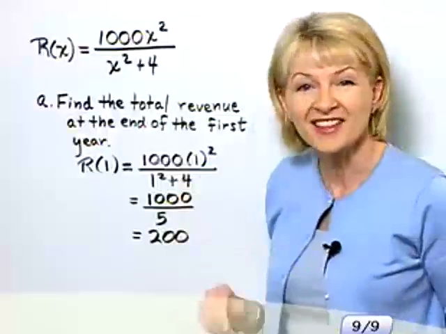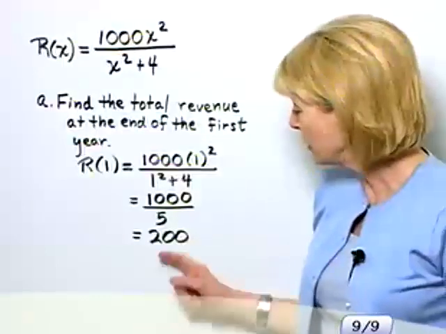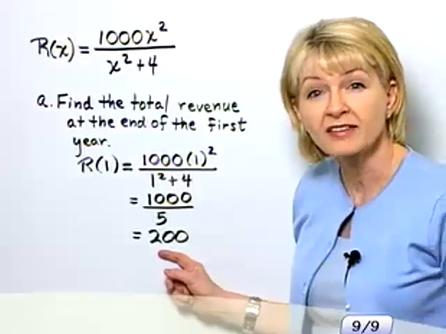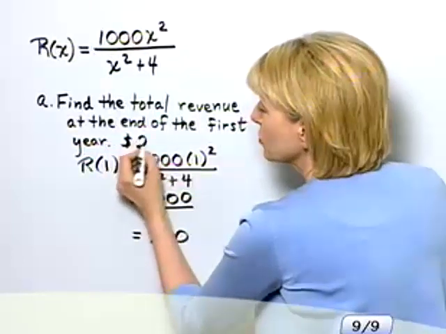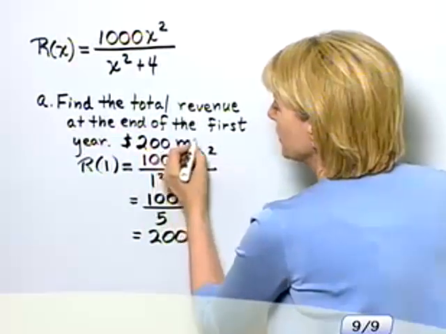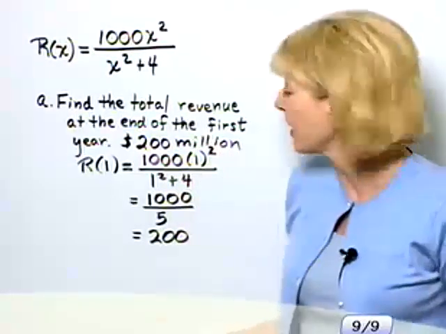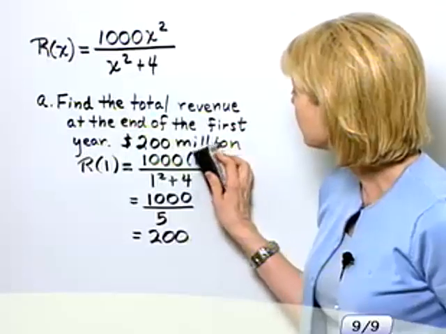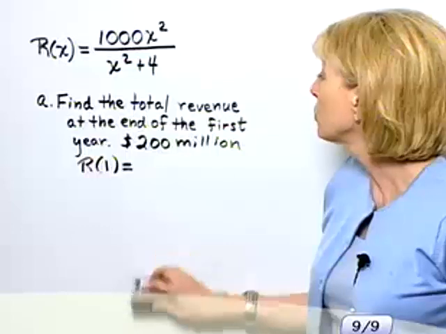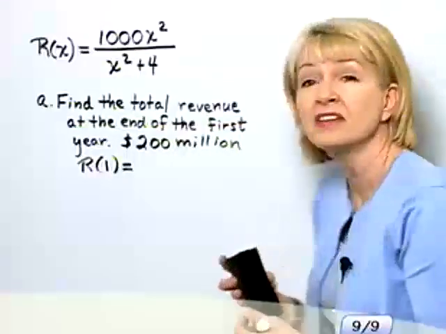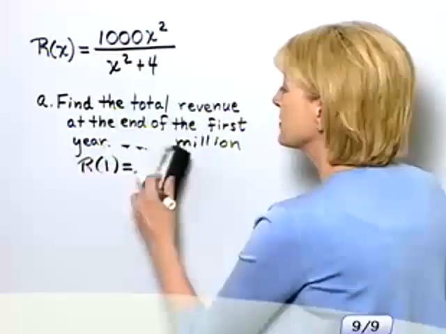How does that apply then to this question? What is the total revenue at the end of the first year? Remember, R of x is in millions of dollars. So the answer is $200 million. Now that's A. Notice B, we're asked the following question. Find the total revenue at the end of the second year. So let's see what the total revenue is at the end of the second year.